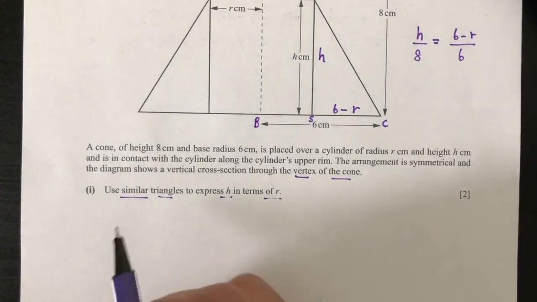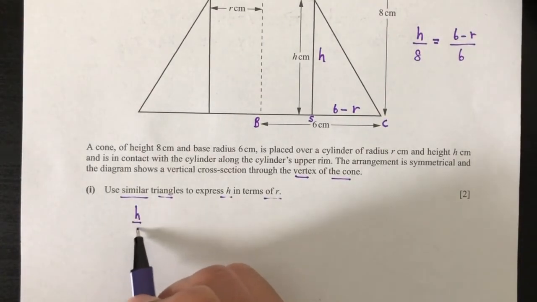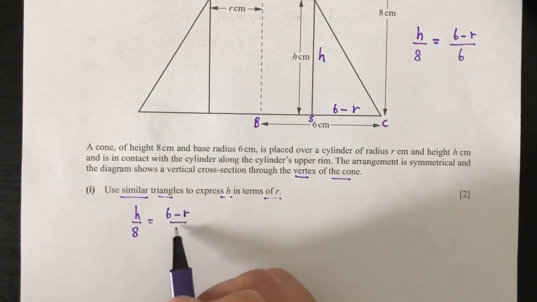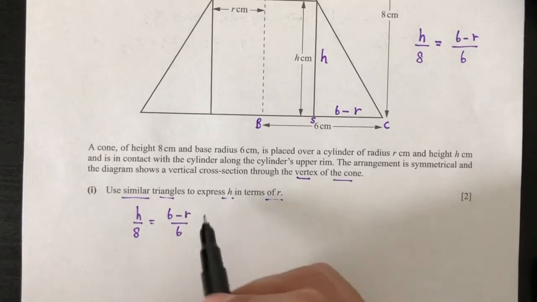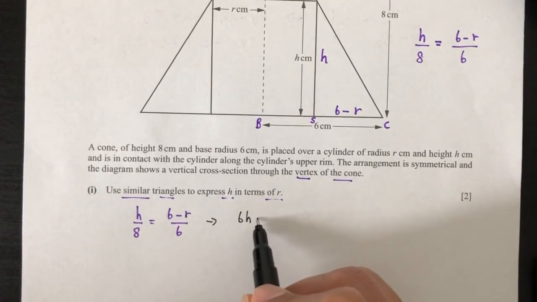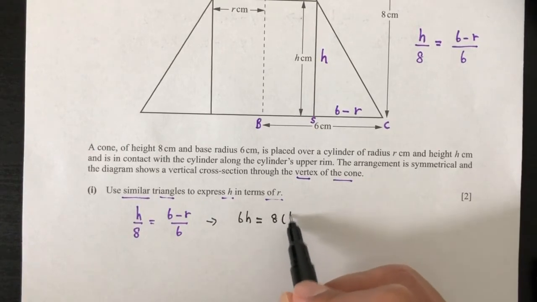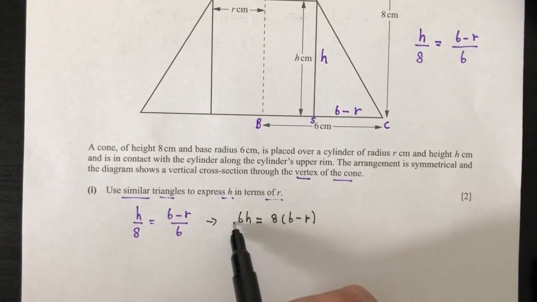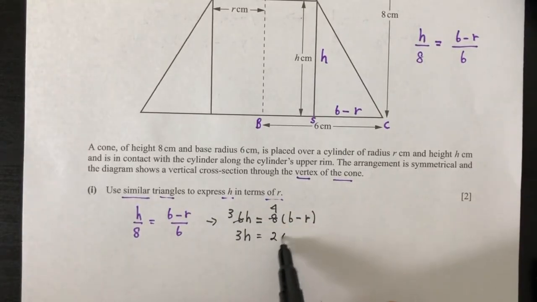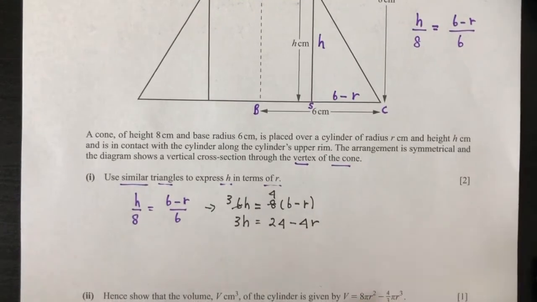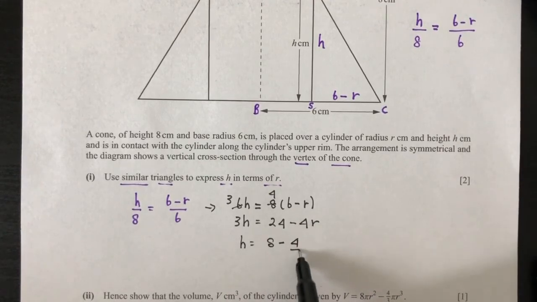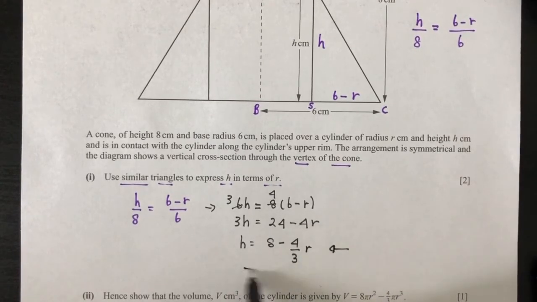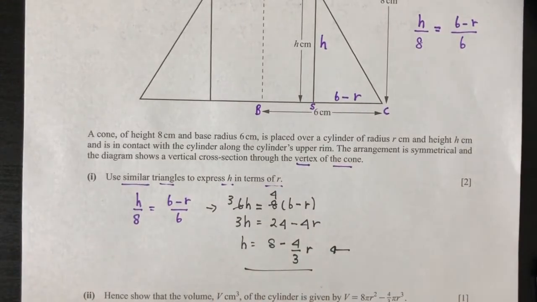So let's do that over here. We have h over 8 equals 6 minus r over 6. Simplify. We can cross multiply. You will have 6h equal to 8 times 6 minus r. Divide by 2, you will have 3 here and 4 here. So 3h is equal to 24 minus 4r. Now h in terms of r, so h will be divided by 3. You will have 8 minus 4 over 3 r. That is h in terms of r. That is your first equation.